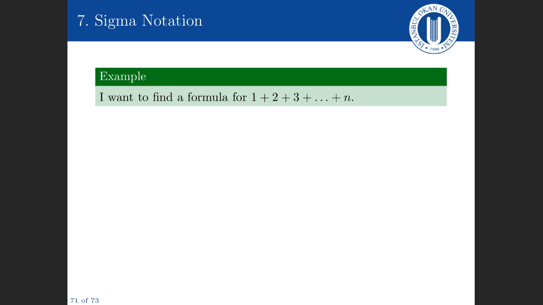Now, final example for today's lesson. I want to find the formula for 1 plus 2 plus 3 plus 4 plus 5, etc. All of adding up all of the natural numbers up to the natural number n.